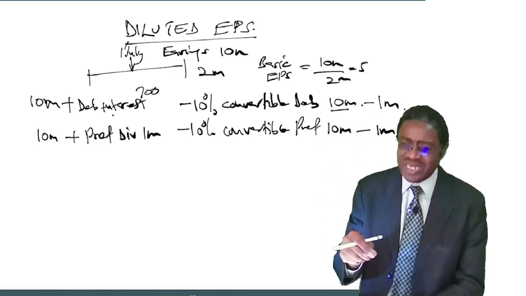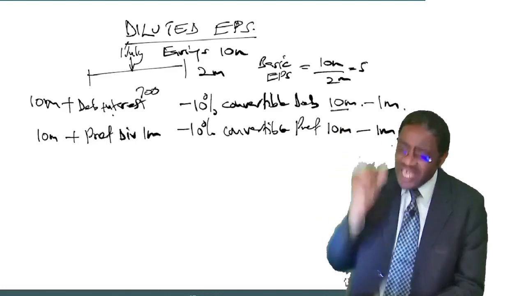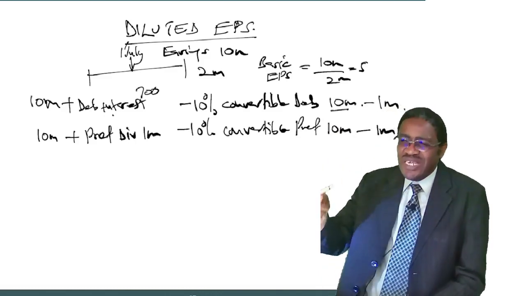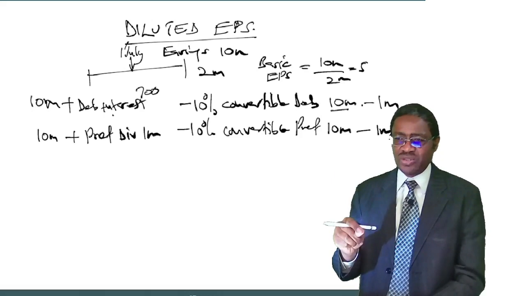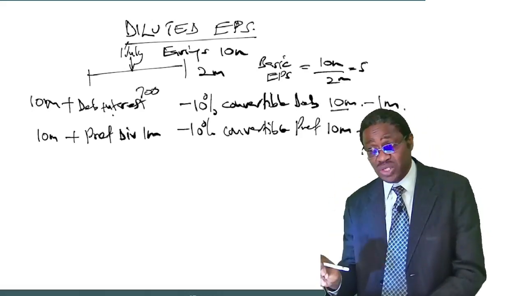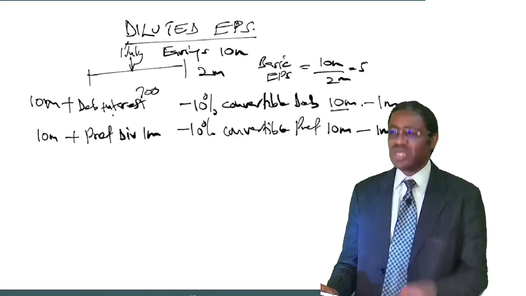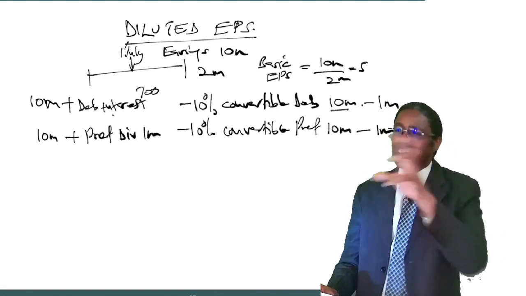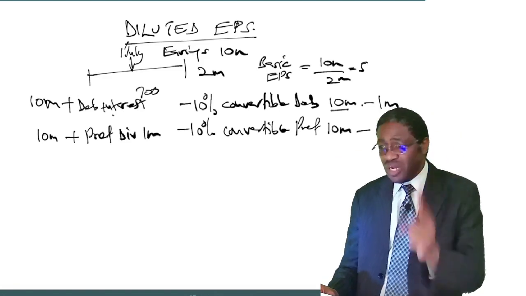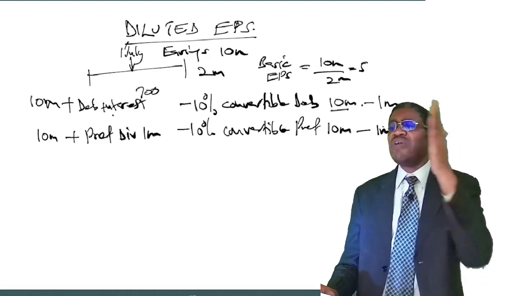Had they converted the moment I issued to them the debenture, which was on 1st July, I would not have paid them interest for 6 months. That is the same interest that you would have saved on conversion, which in our case would have been 10% of 10 million for 6 months, which is 6 over 12. You paid them 500,000. You would have saved it net of tax, and that's what you would have added to the earnings used for basic EPS. Okay.